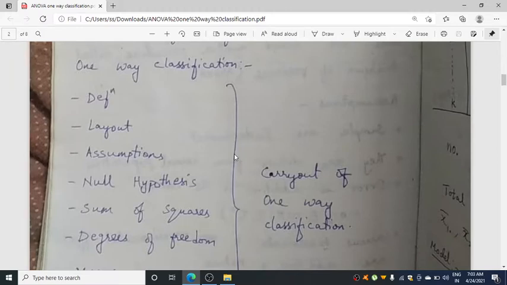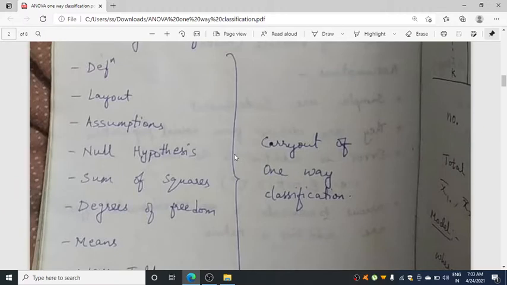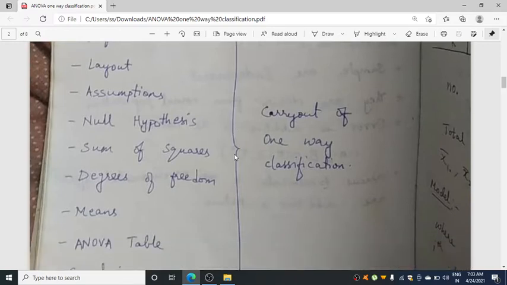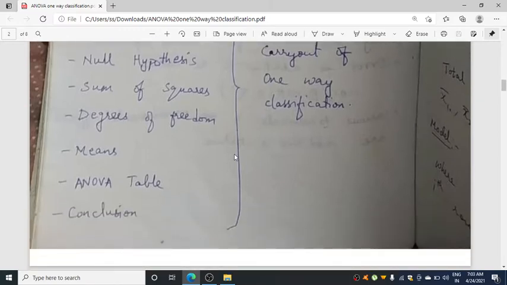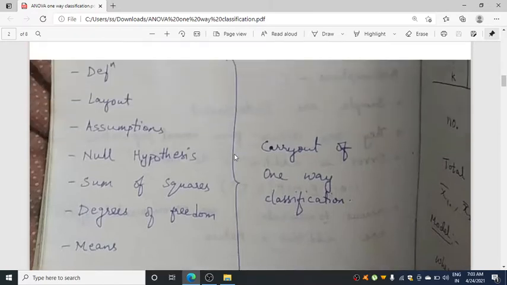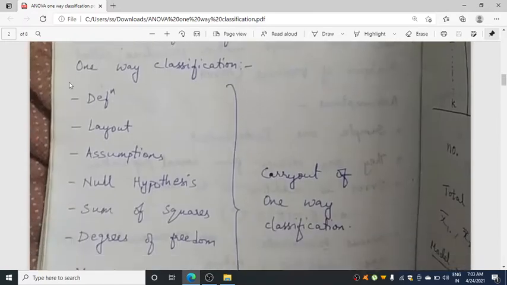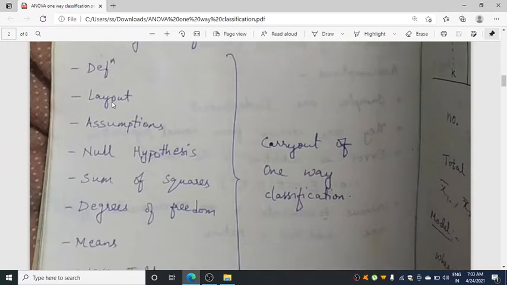For one-way classification, when you get this question, this is the way of writing the answer. First the definition, then layout, followed by assumption, null hypothesis, sum of squares, degrees of freedom, mean sum of squares, then the ANOVA table, and last the conclusion. The first thing is to write the definition. As I just told you, the one-way classification definition is: the total experimental area is influenced by one factor.